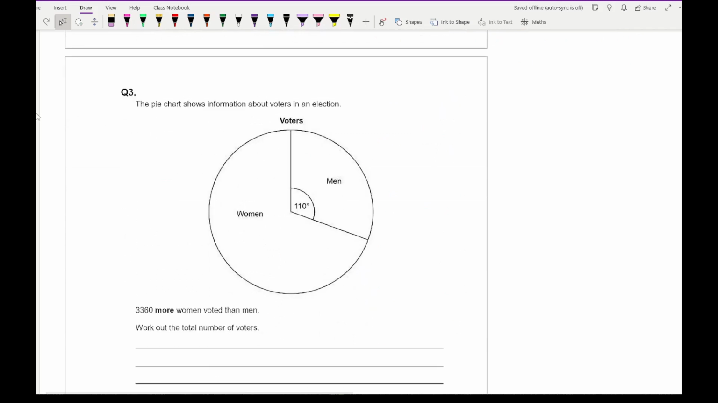So for question 3, the pie chart shows information about voters in an election. It says that 3,360 more women voted than men. Work out the total number of voters. So for this, what we want to work out is that the women angle is going to be 250 degrees. Now we know that the difference in terms of the two angles is going to be 3,360. So the difference is 3360, and the angle difference is going to be 140.